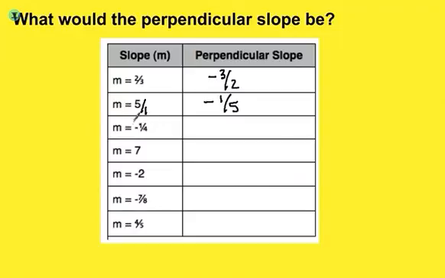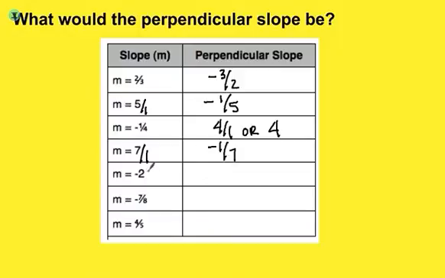The negative reciprocal or the perpendicular slope for negative 1/4 would be positive 4/1 or just positive 4. 7 would be 7/1 for the original slope. Perpendicular slope would be negative 1/7.